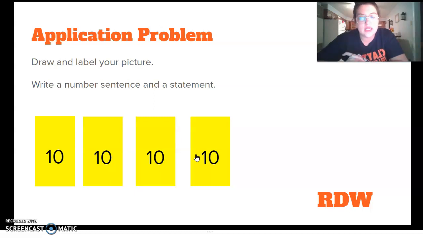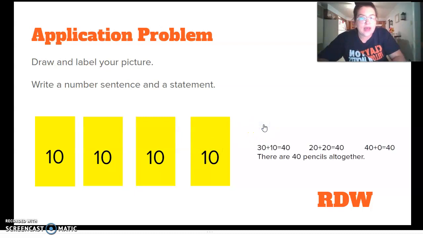Now, what are some equations we can use or come up with that would help us equal 40? So we could have 30 plus 10 equals 40. So we could take 10, 20, 30 plus 10 equals 40. Or we could do 10, 20 plus 10, 20 equals 40. So 20 plus 20 equals 40. Or we could have just went 10, 20, 30, 40. 40 plus 0 equals 40. So our statement would be there are 40 pencils altogether.